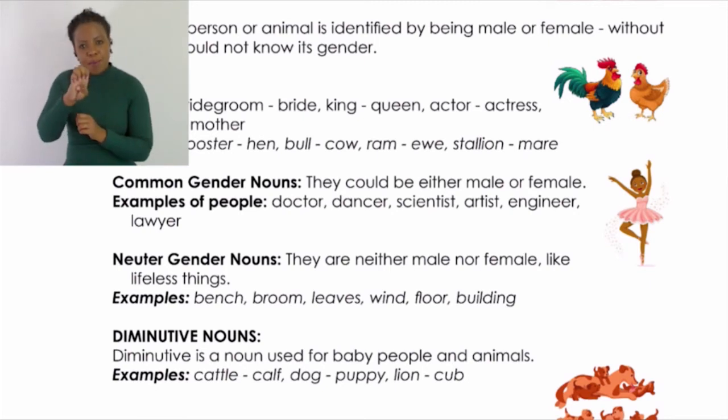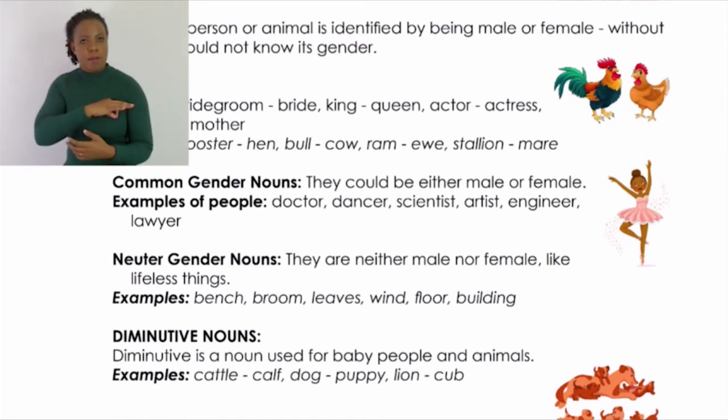Let's start with the bridegroom. Bridegroom is the masculine. Bride is the feminine. King, masculine. Queen, feminine. Actor, masculine. Actress, feminine. Father is the masculine, and mother is the feminine. So we are saying you can identify a person by his or her gender.